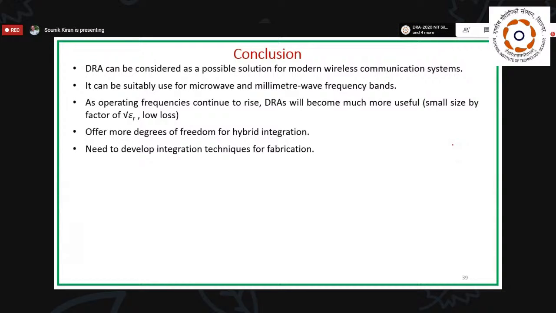And of course, we need to develop integration techniques for fabrication. That is also a very important thing to look at, because fabrication is a major part of antenna work. So this is my work conclusion.